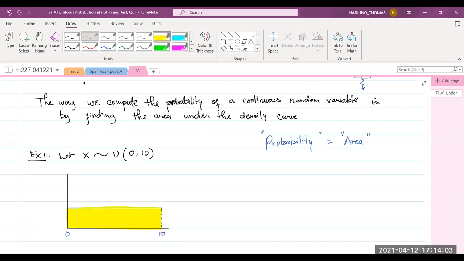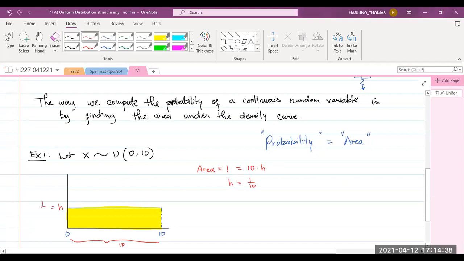Which means if the length is 10 here, what will the height be such that the area of this yellow rectangle is equal to 1? The total area is equal to 1. Now we know the area of a rectangle is base times height, right? The base is 10. The height is h, so the height here is 1 over 10. The total area under the curve has to be 1.